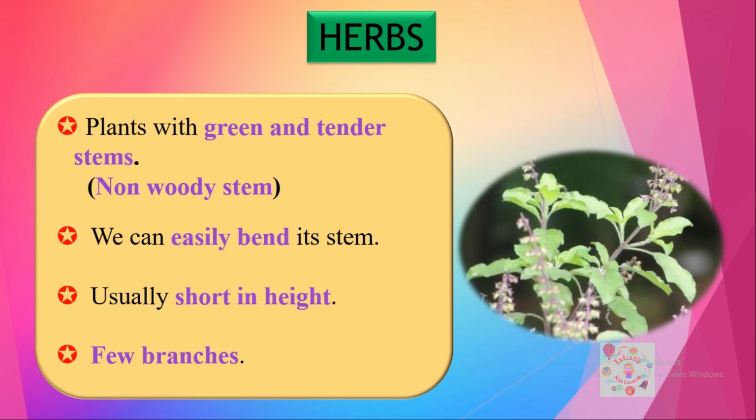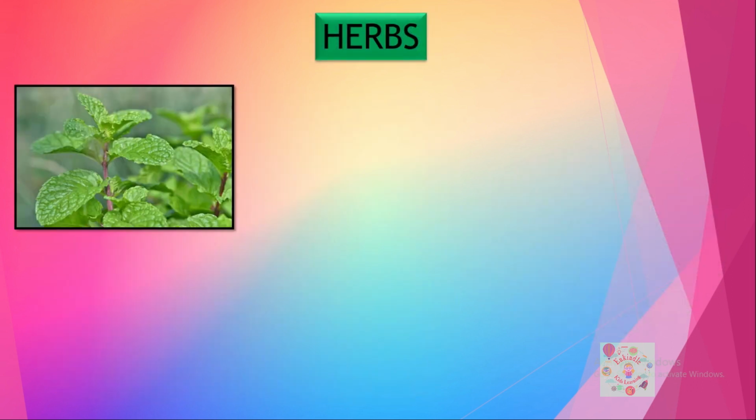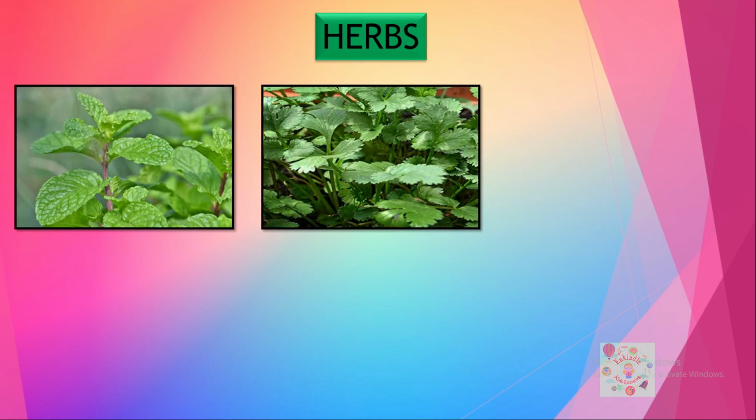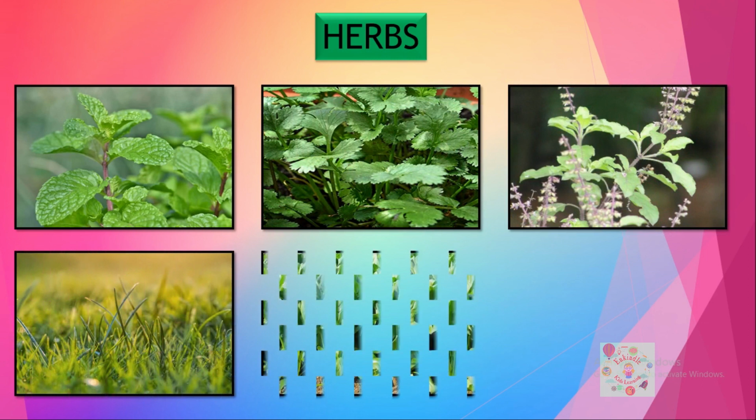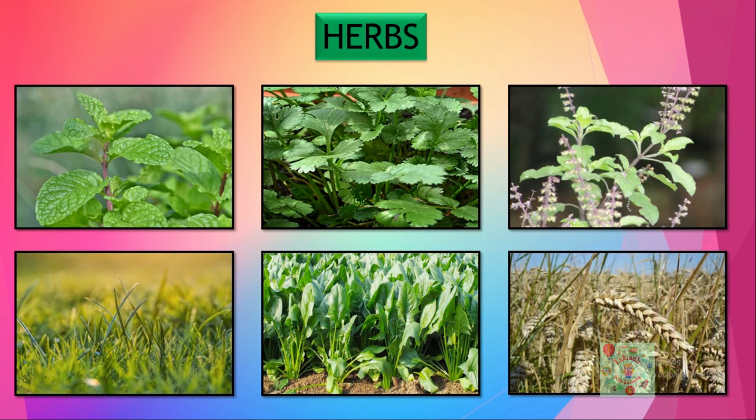As you can see in this picture, it's a tulsi plant. It is a herb. Why? It has a green and soft non-woody stem. And if you try to bend its stem, you can easily do that. It is also short in height and has got few branches. Let's look at some more examples of herbs. Pudina plant or mint plant is also a herb. Coriander plant or dhania plant. Tulsi, grass around us, spinach or palak, wheat plant, all of these are herbs.